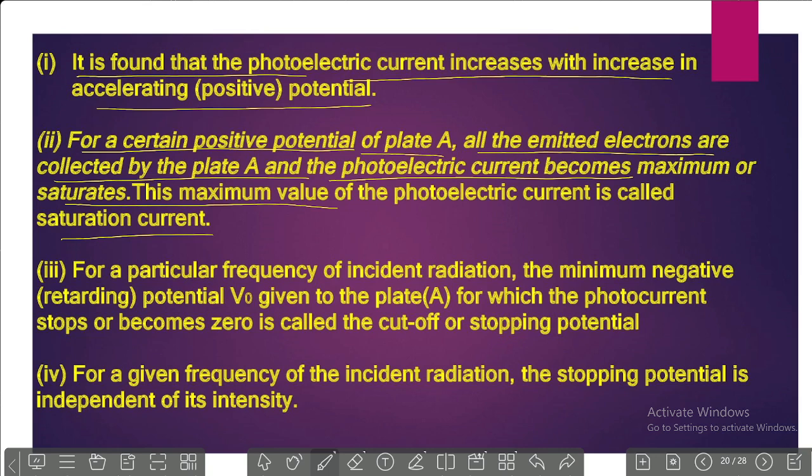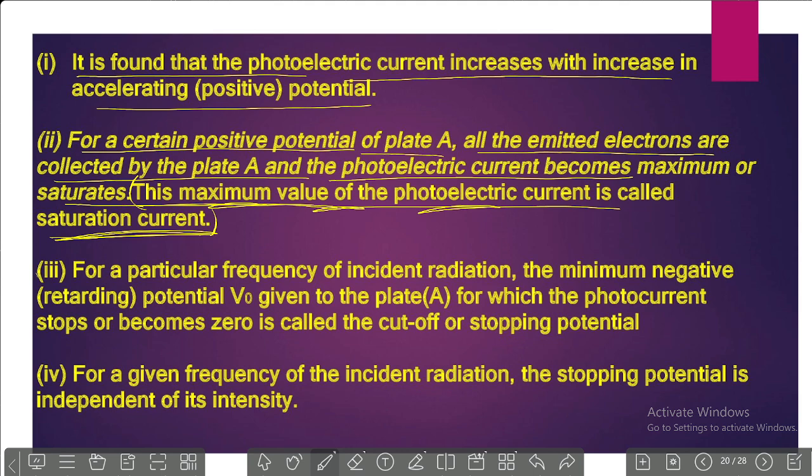Now next, listen. Remember this definition: the maximum value of photoelectric current is called saturation current. What is the saturation current definition? The maximum value of photoelectric current. And remember, all electrons are collected by plate A and the photoelectric current becomes maximum.